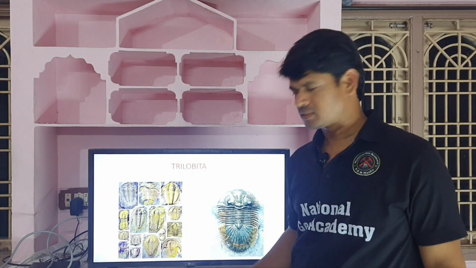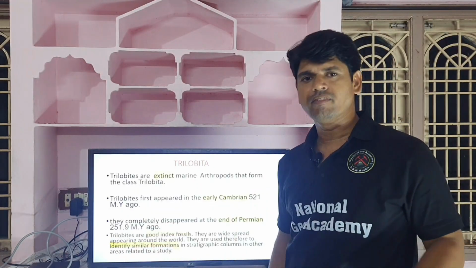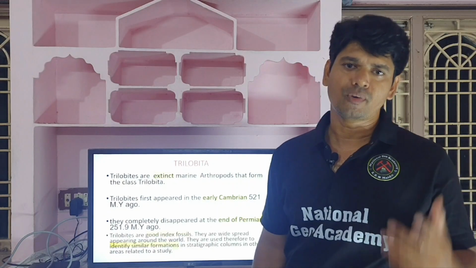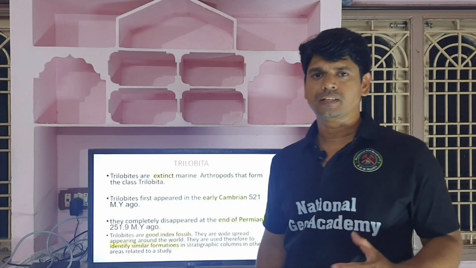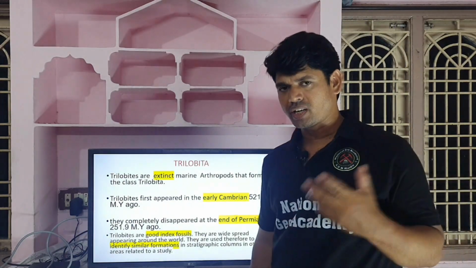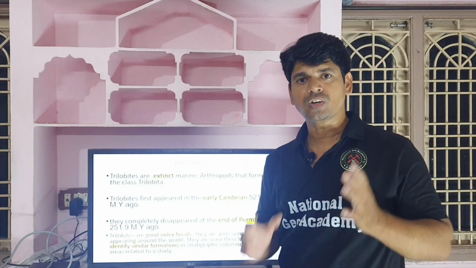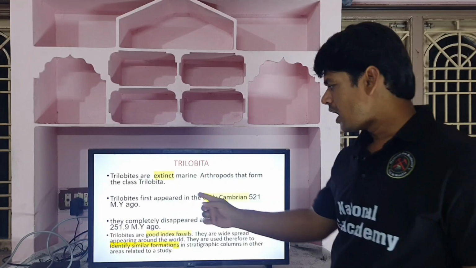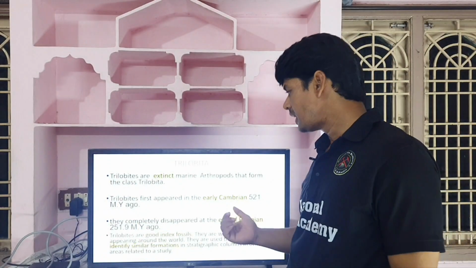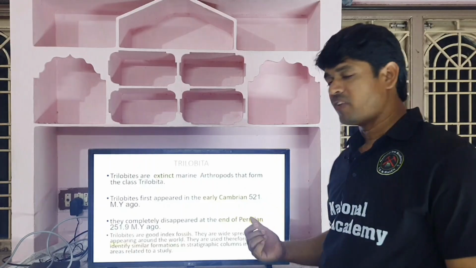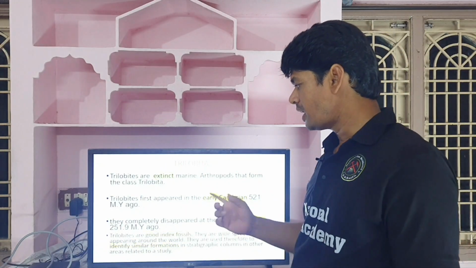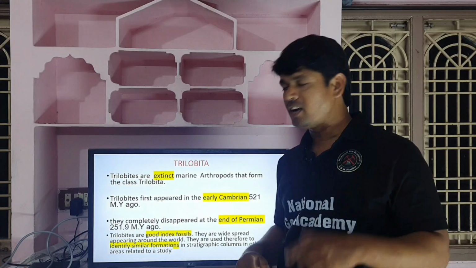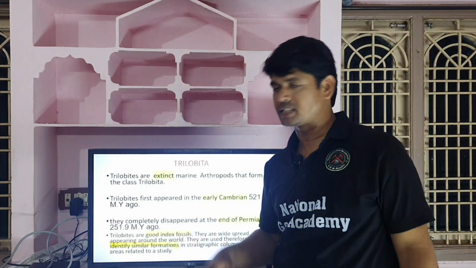In Palaeontology, one of the topics is Trilobite. These are all the trilobites. Why do we have to study the trilobites? Trilobites are extinct marine organisms that lived particularly in the Paleozoic time. That means they first appeared in the early Cambrian time, 521 million years ago, and they completely disappeared at the end of the Permian, 251 million years ago.